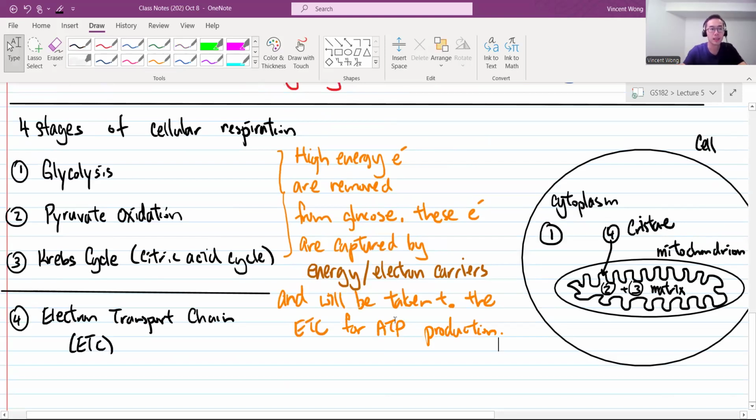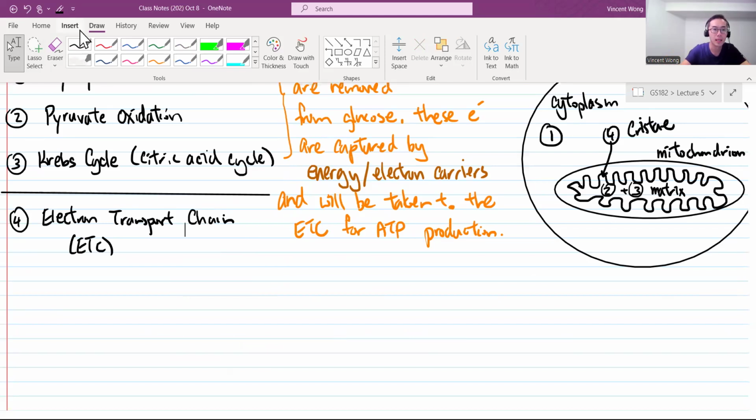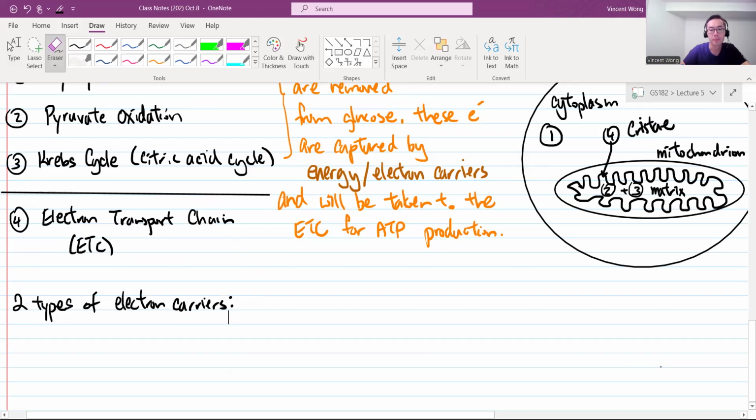Okay. So basically, we have electrons that are being released from these steps, and we get the electrons from the glucose, and the carrier will transport them to the ETC. Yeah, we'll take them to the ETC. Like you might have another one being released here, and then you're gonna take them to the ETC. So let's talk about the two important electron carriers, two types of electron carriers. Okay.